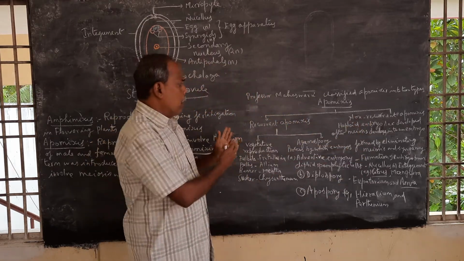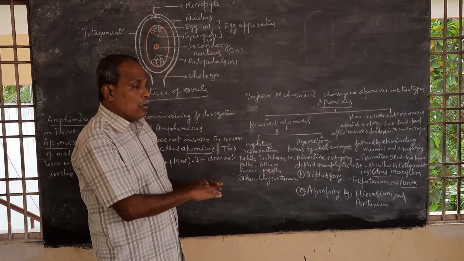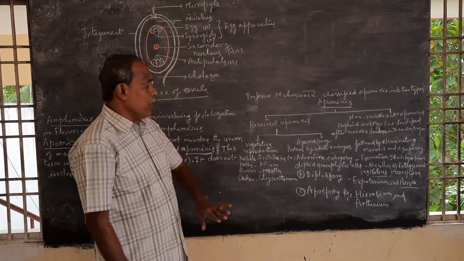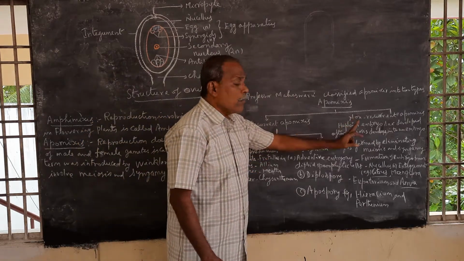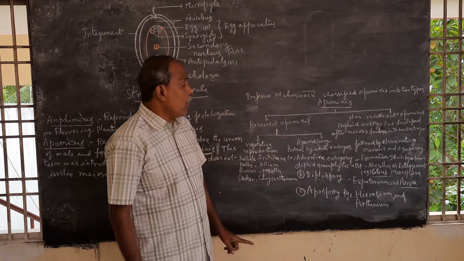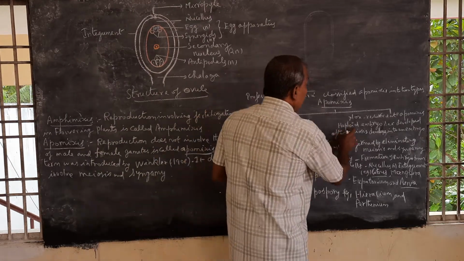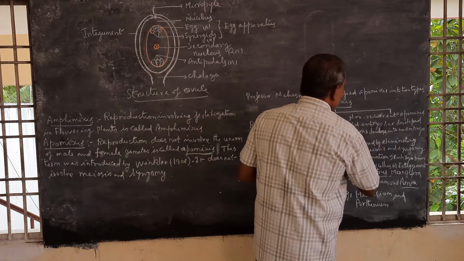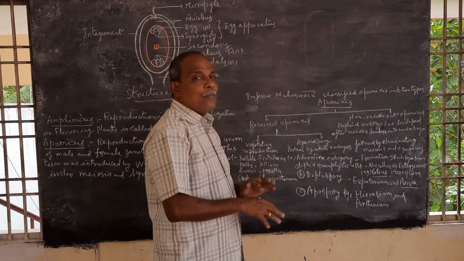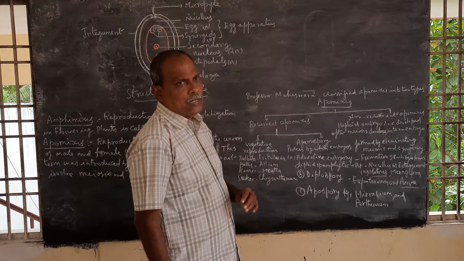In recurrent apomixis, the young one develops from the diploid condition, whereas in non-recurrent apomixis it is haploid. A haploid embryo sac formed after meiosis develops into an embryo. This is very important. But this embryo is a haploid one. That is why it is non-recurrent apomixis.